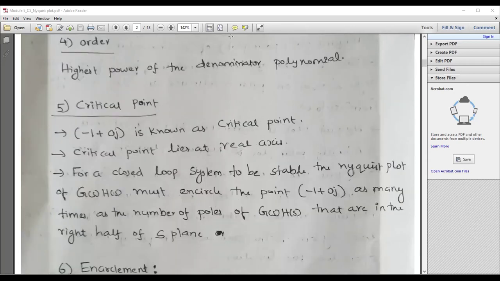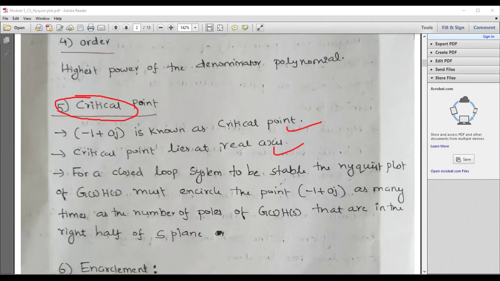Critical point is one of the most important criteria for the Nyquist plot. Please note down critical point. This is one of your value points in the examination. What is critical point? Minus 1 plus 0j, this point is known as critical point. Critical point will always lie on the real axis.